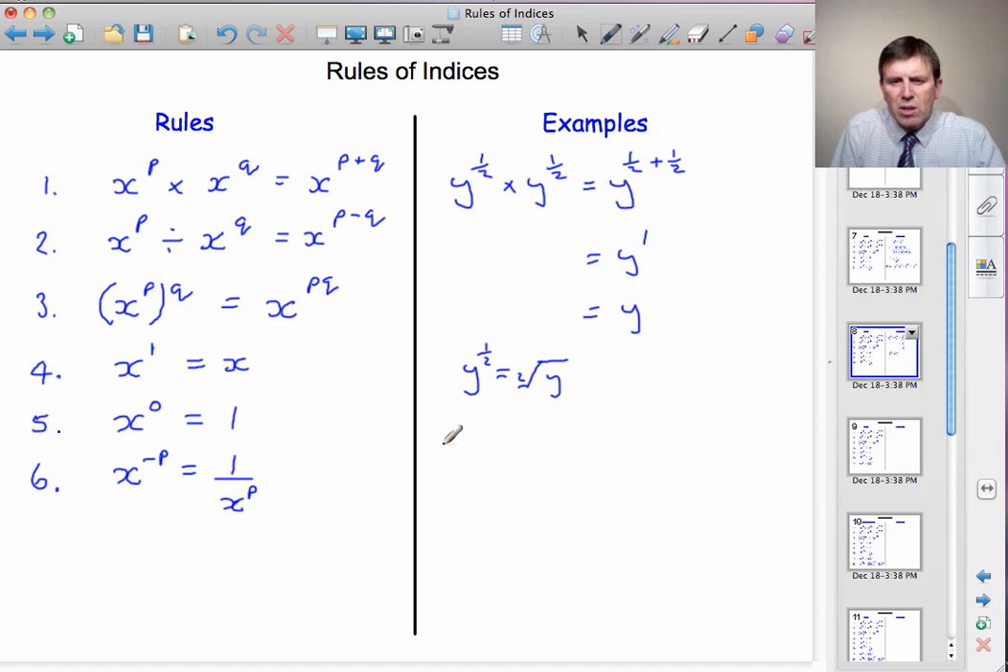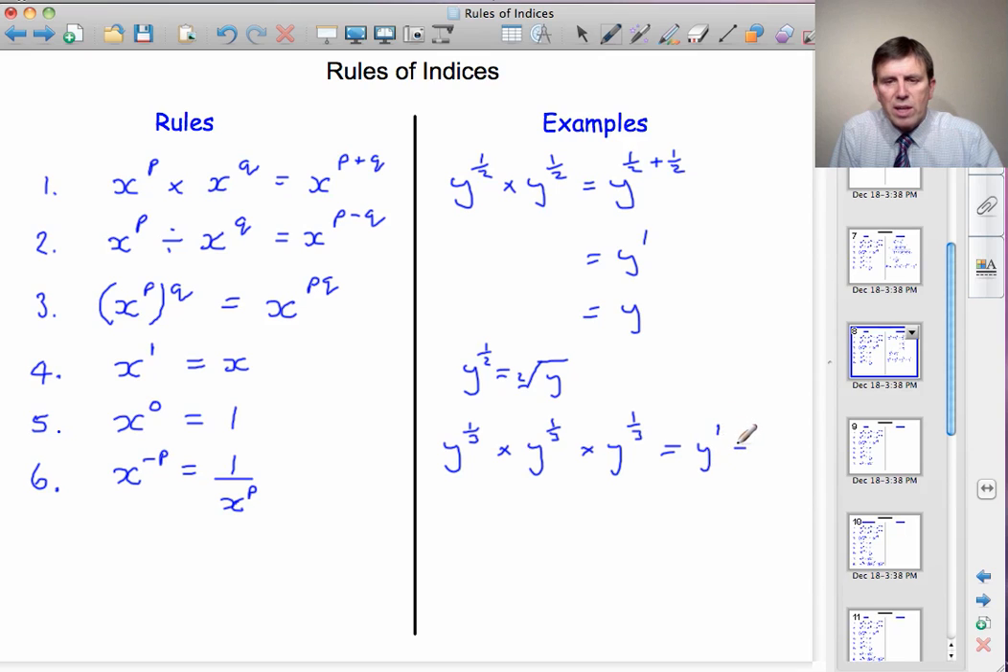What if I consider y to the power 1/3 multiplied by y to the power 1/3 multiplied by y to the power 1/3? Well, again, by our first rule, y to the third times y to the third is y to the third plus a third, which is y to the 2/3. Y to the 2/3 times y to the third is y to the 2/3 plus another third, which is y to the 1.